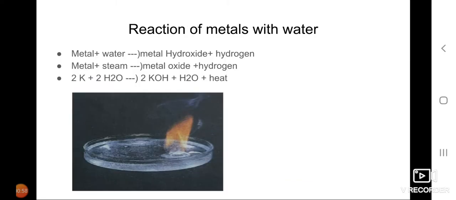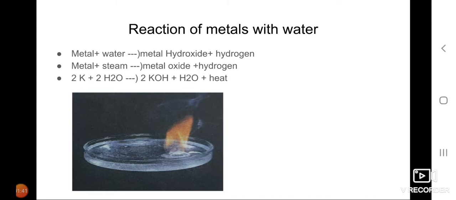Now see the reaction of metals with water. As I told you, reactivity series is very important. When you are taking any highly reactive metal, you get metal hydroxide and hydrogen. If you are taking a less reactive metal, you need steam, or there is no need of steam or hot water for a highly reactive metal, right? So metal plus water gives metal hydroxide plus hydrogen, and when we replace that water with steam we get metal oxide plus hydrogen.